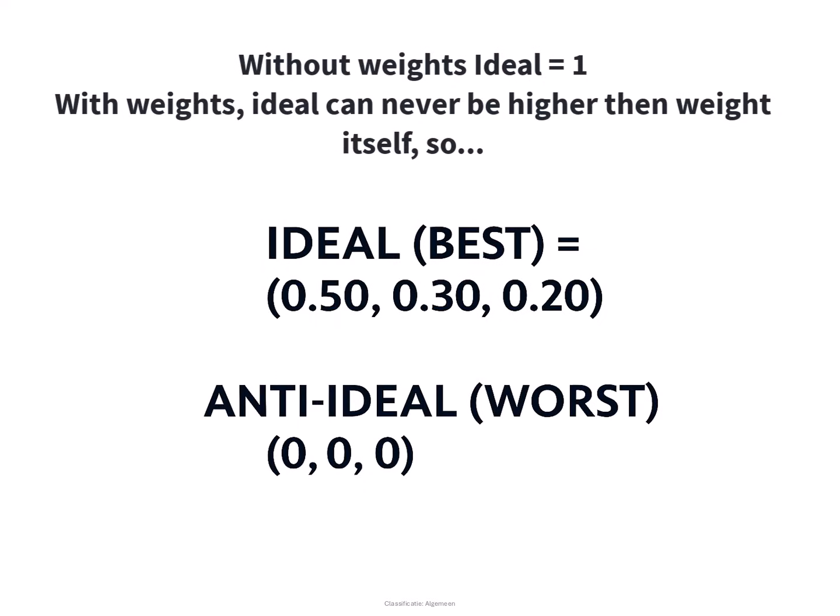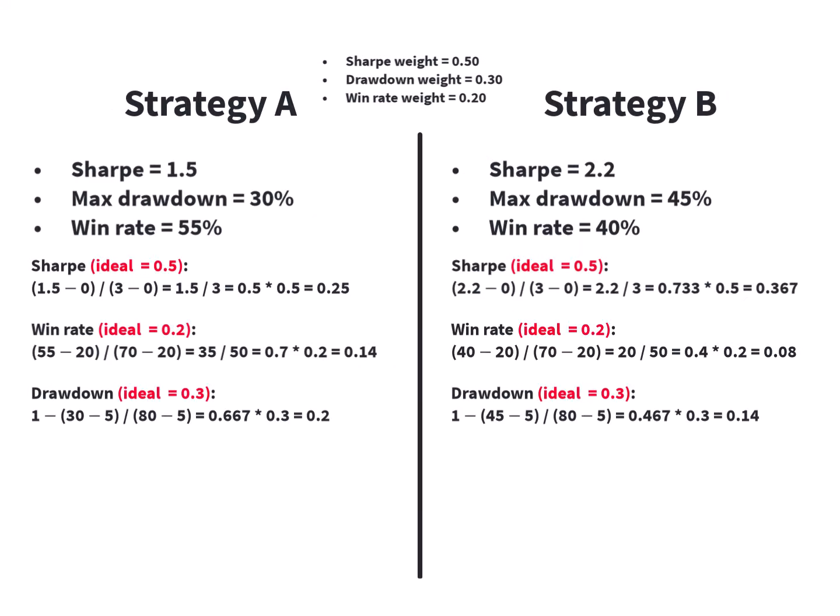Because we normalized everything between 0 and 1 first, the perfect strategy would have a score of 1 on each metric. But once we apply weights, every perfection has limits. In this case, a perfect Sharpe can only matter as much as we allow it to matter. And if we say that Sharpe is worth 50%, which is the 0.5 weight, then even a perfect Sharpe can never contribute more than 50% to the total score. That's why after weighting, the perfect score is no longer all ones, but it becomes the weights themselves. So for Sharpe, the ideal becomes 0.5, for the drawdown 0.3, and for the win rate, the ideal becomes 0.2. And the anti-ideal values always stay 0.